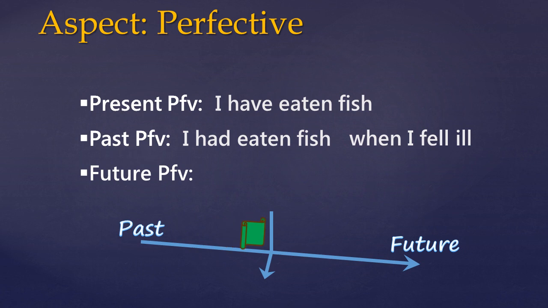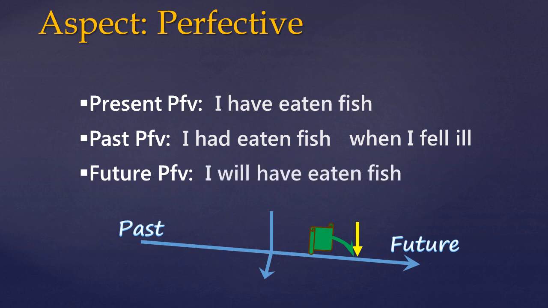Likewise, the future perfect expresses an idea that something will occur before another action in the future. It's used for activities or events forecast to be completed by a particular time. For instance, I will have eaten fish tonight.